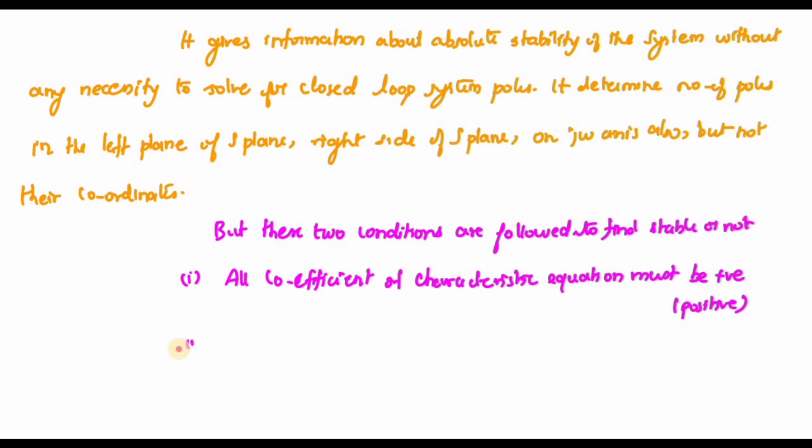There are two conditions we have to follow. The first condition is that all the coefficients of the characteristic equation must be positive, and the second condition is that all the coefficients of the characteristic equation must be present.